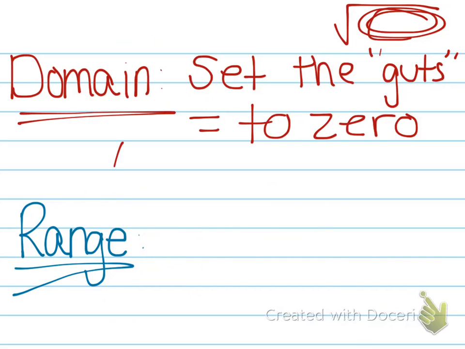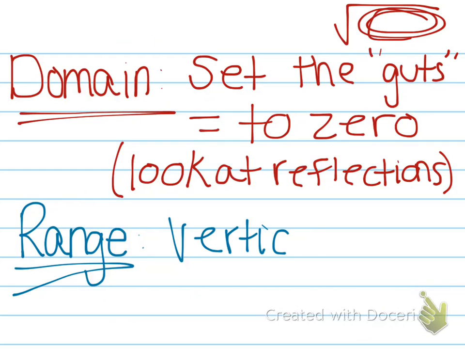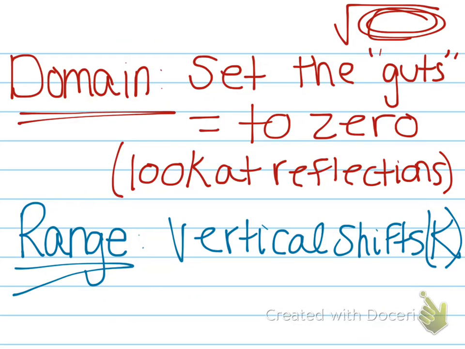And then something else that you have to do is you have to look at reflections separately. So those two things are going to help us identify the domain. And then when it comes time to identify the range, you're going to look at vertical shifts, which is our k. And then you're also going to look at reflections.